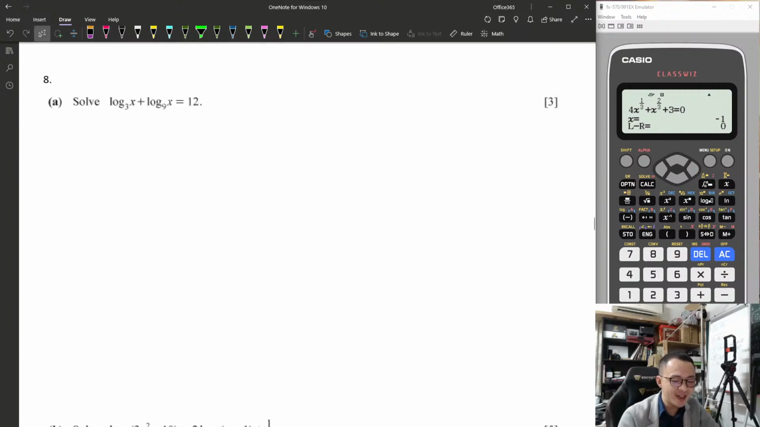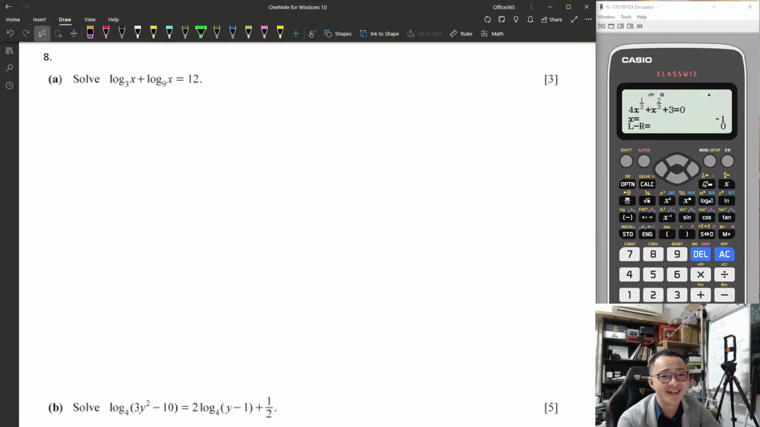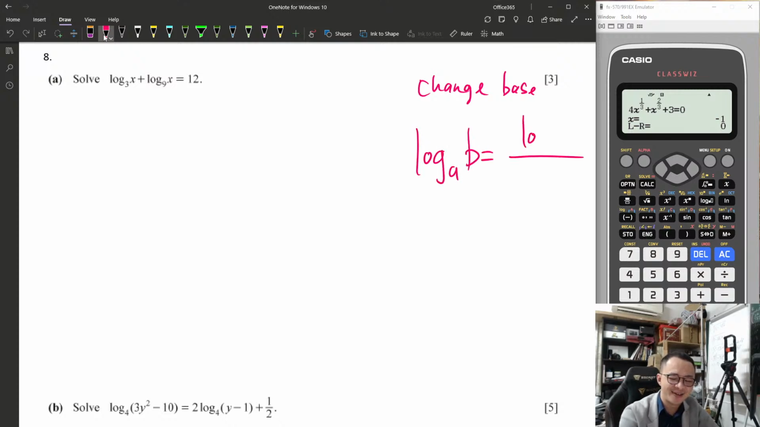Okay, let's have a look at how to solve the log question as well. So for here, I have log_3 x and log_9 x equals 12. So what I want to do is change base. Then I bring out the next formula to change the base. If you want to change the base here, I have log_a b. If I want to change to base x, I write log base x and log base x like this.